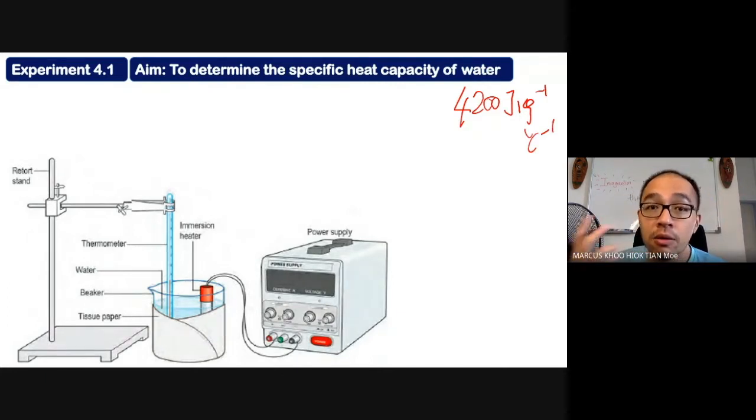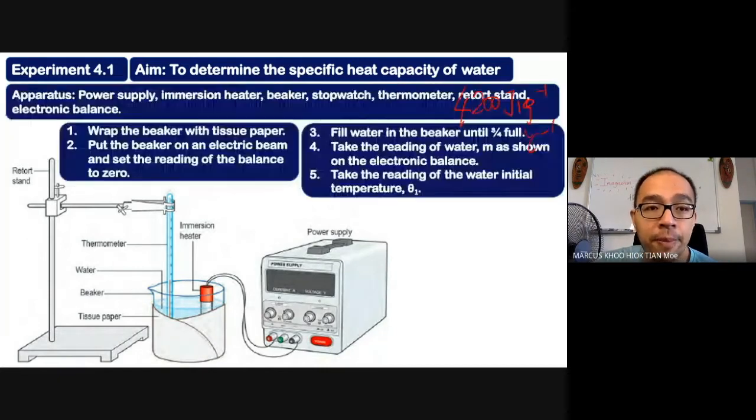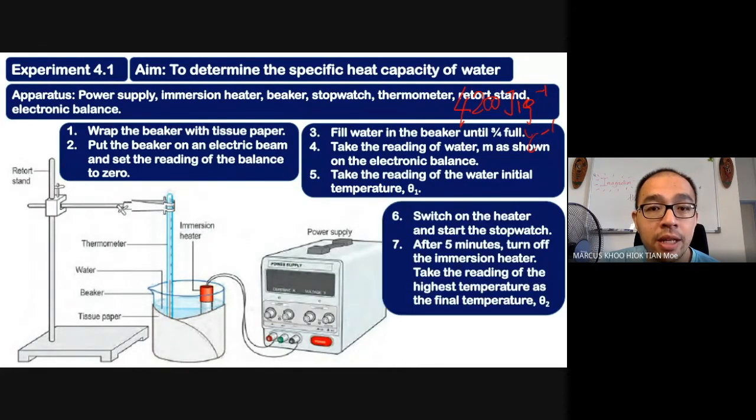But how do we determine it? How do we determine any specific capacity? If it's water, then we will use this setup. We will have a beaker. You put the water inside, then you measure the mass, and you fill the beaker until 3/4 full. Then you take the reading of the mass again to calculate the mass of the water. Then you take the temperature reading initially, and after that you start to heat it up.